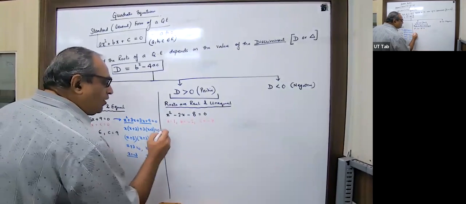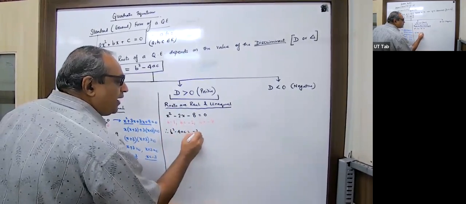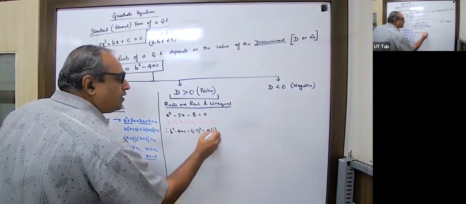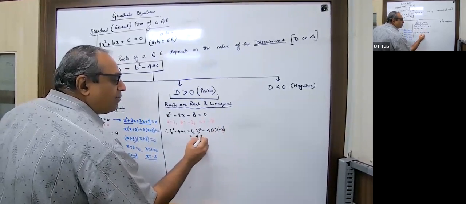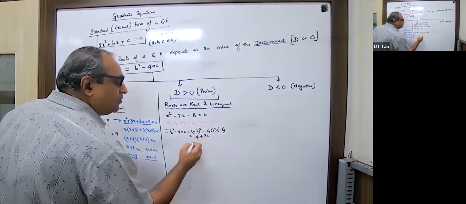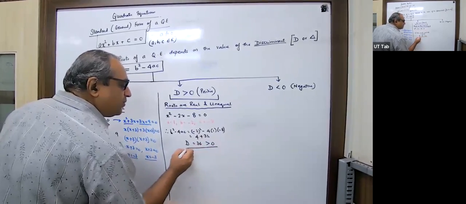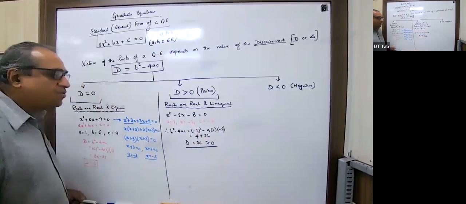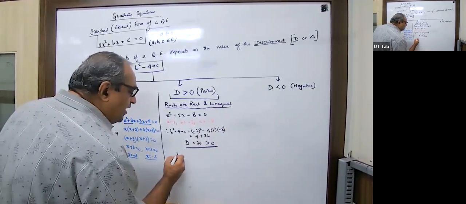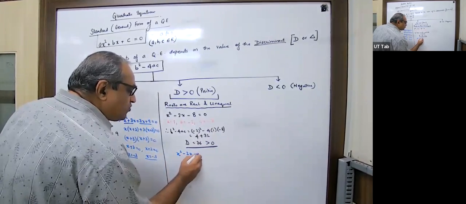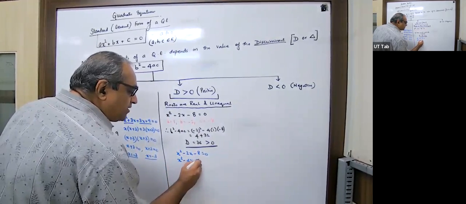Therefore, what is b squared minus 4ac? Minus 2 squared minus 4 into 1 into minus 8, which is 4 plus 32, which is 36, which is greater than 0. Yes or no? Yes. So the roots are real and unequal. If I were to solve this quadratic equation, x squared minus 2x minus 8 is equal to 0, I would have done splitting the middle term like this. Yes or no?